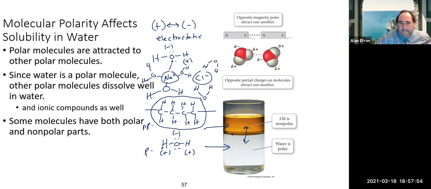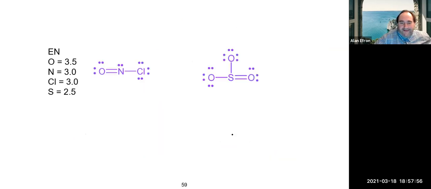Okay. Here's just a few examples here. We'll just kind of finish it up since we have, I think, one more slide or two to go. If we look at these two things, again, we want to look at a couple things. Do they have polar bonds, right?